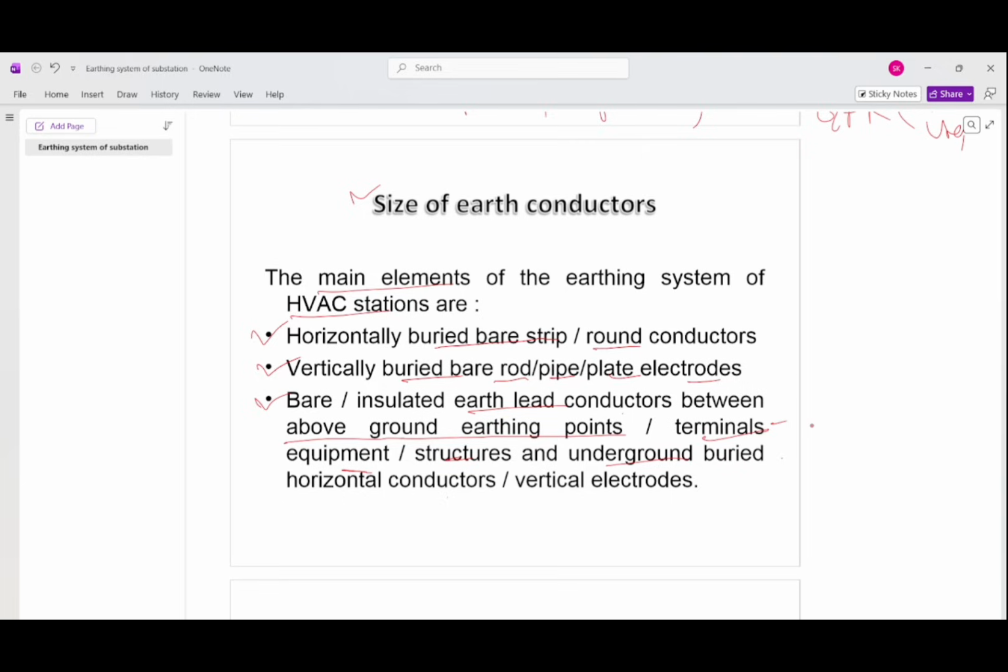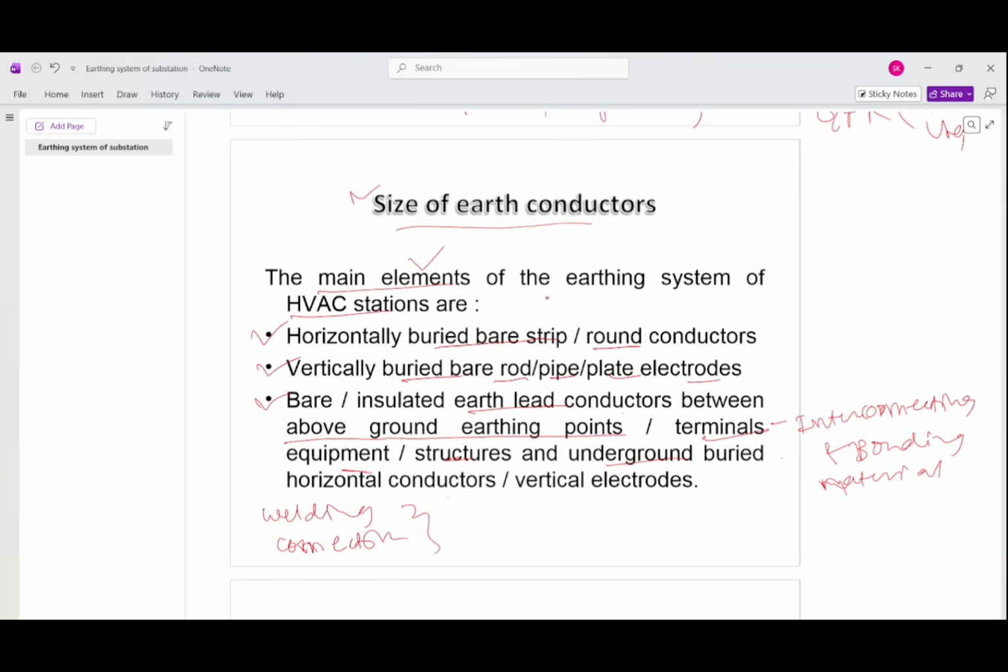So this is interconnection and bonding material. And here welding is also provided. Welding is provided for the connections. Exothermic welding is provided. So interconnections are also important. So, size of the earth conductors.